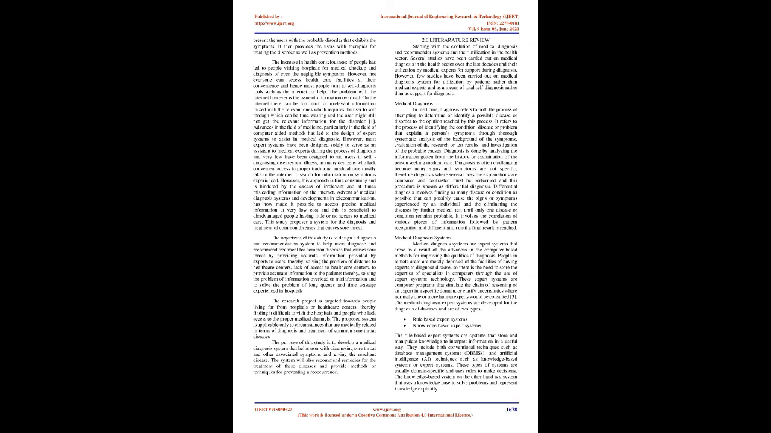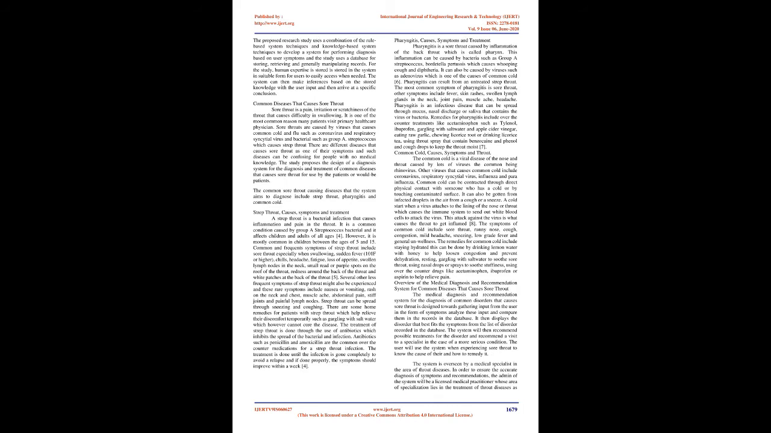Knowledge-based expert systems. Rule-based expert systems are systems that store and manipulate knowledge to interpret information in a useful way. They include both conventional techniques such as database management systems, DBMSs, and artificial intelligence, AI, techniques such as knowledge-based systems or expert systems. These types of systems are usually domain-specific and use rules to make decisions.